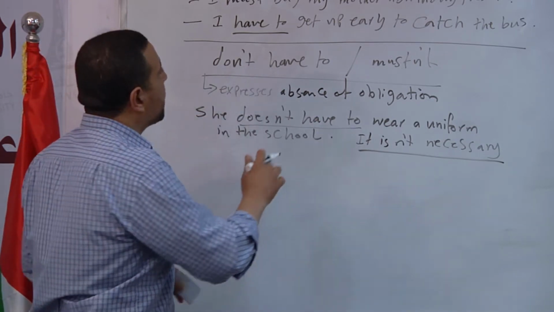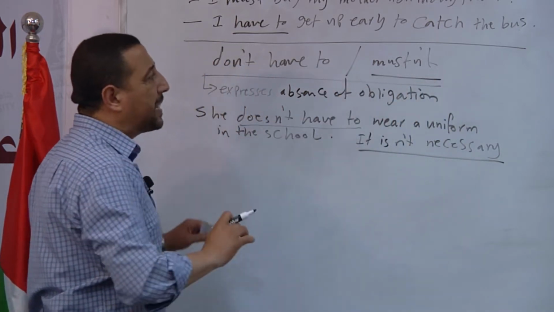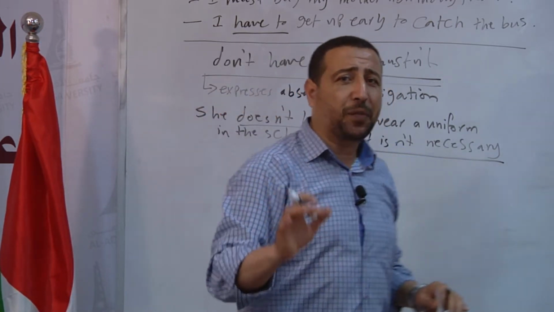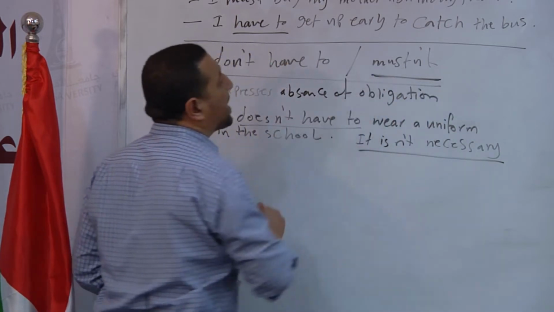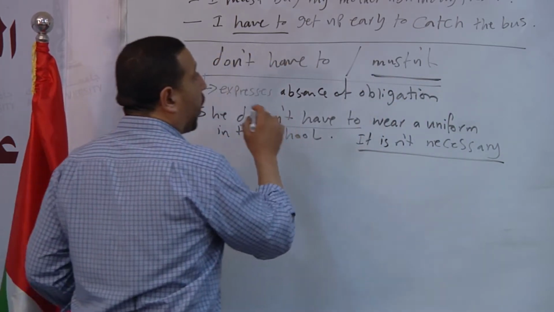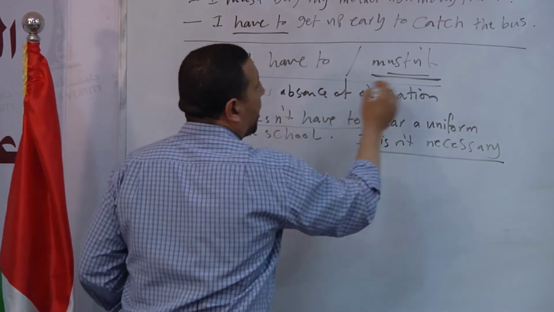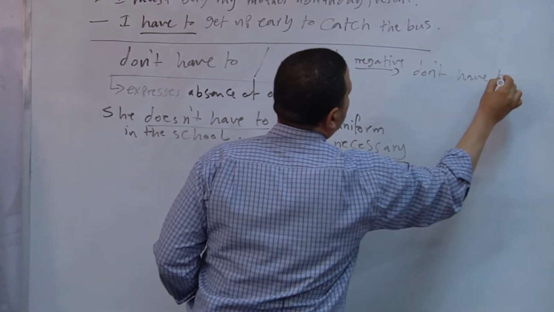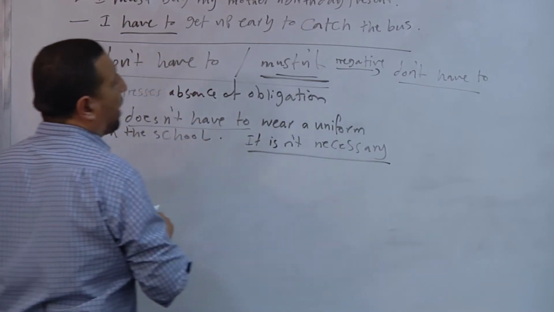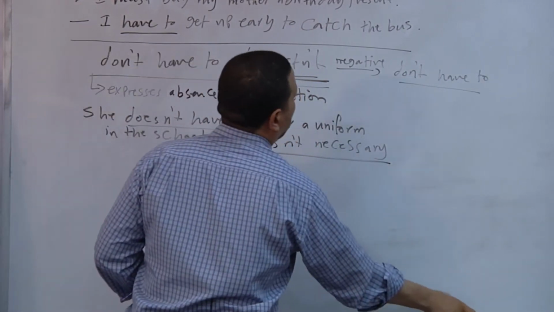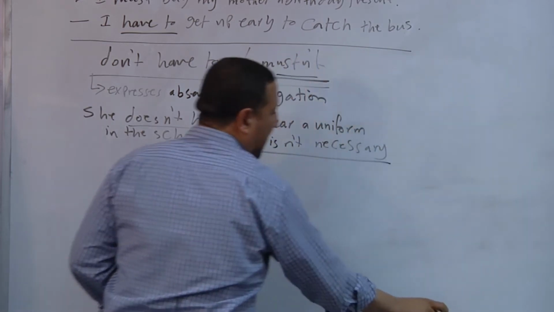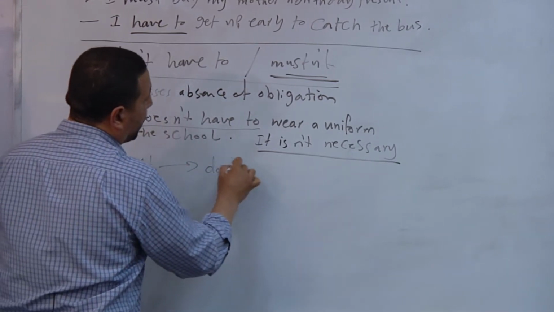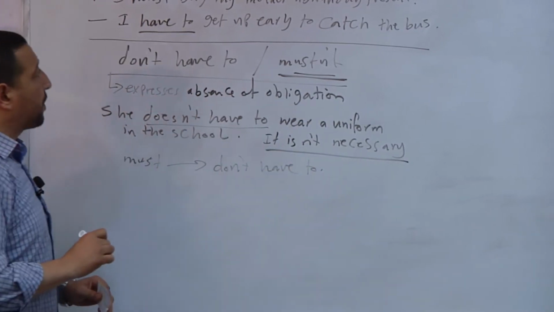Nothing will happen. Okay? So mustn't is very different. Mustn't is totally different. So we have to say here that don't have to and mustn't are totally different. So even we can say that the negative of must is don't have to. I'm talking about must. The negative of must is don't have to. What about must?